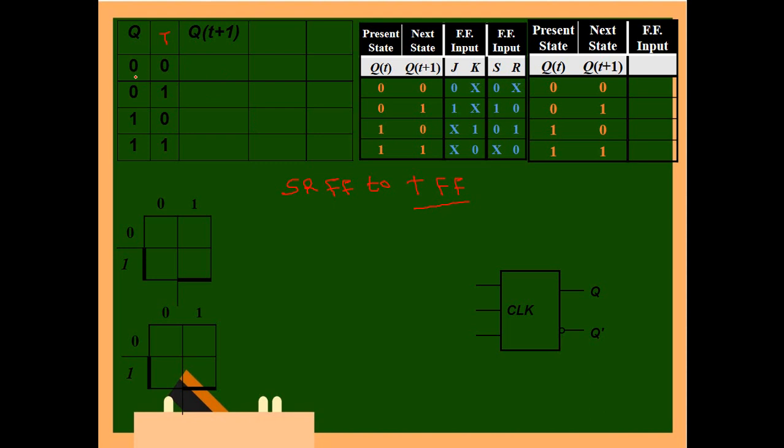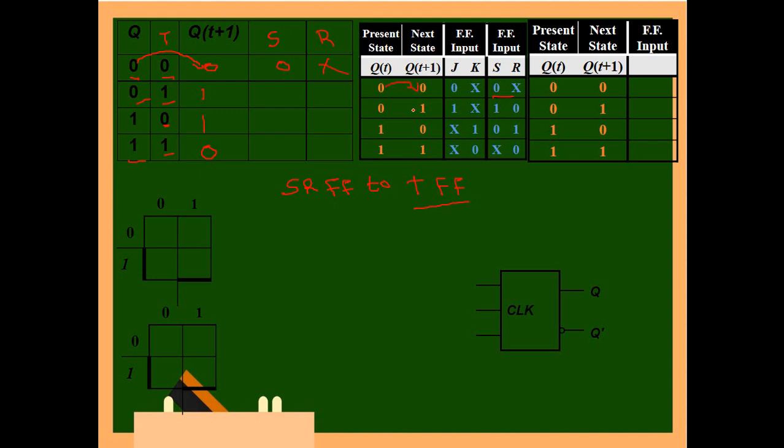So take the SR excitation table. In the SR excitation table, the first portion, converting 0 to 0, gives S is 0 and R is don't care. Fill the other parts in a similar way. When it is converting 0 to 1, we take 1 0. When it is going 1 to 1, it is don't care 0, and the last condition, 1 to 0, is 0 1. This is what the SR flip-flop gives.